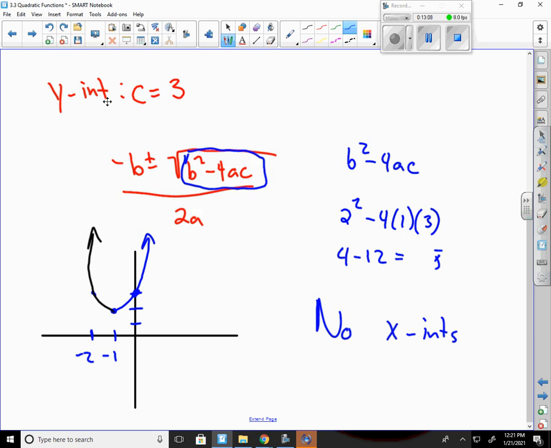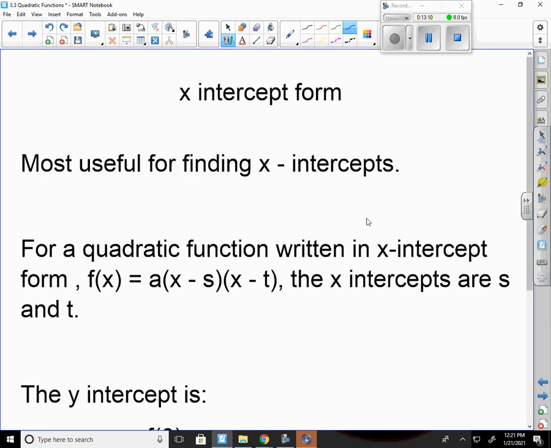So that's polynomial form. Next we have x-intercept form. X-intercept form is most useful for finding the x-intercepts. Who would have guessed? Any quadratic function written in x-intercept form, f of x equals a times x minus s times x minus t, and there the x-intercepts are just s and t.